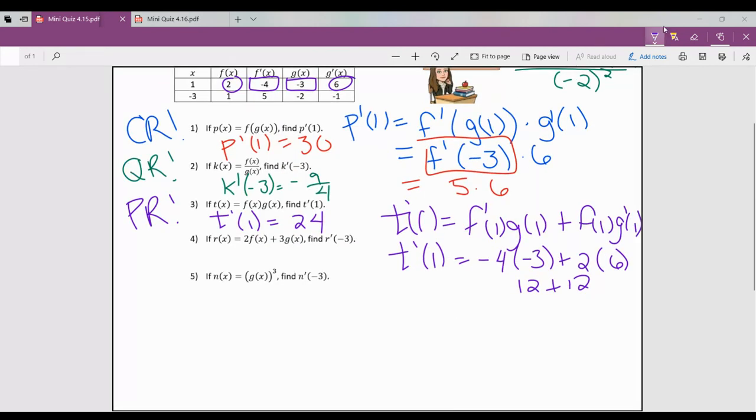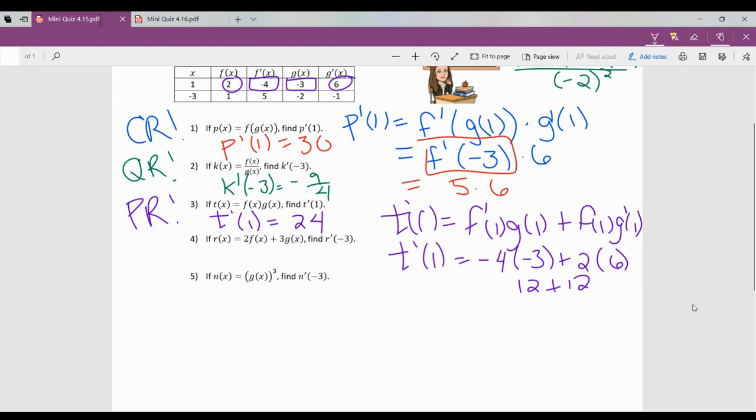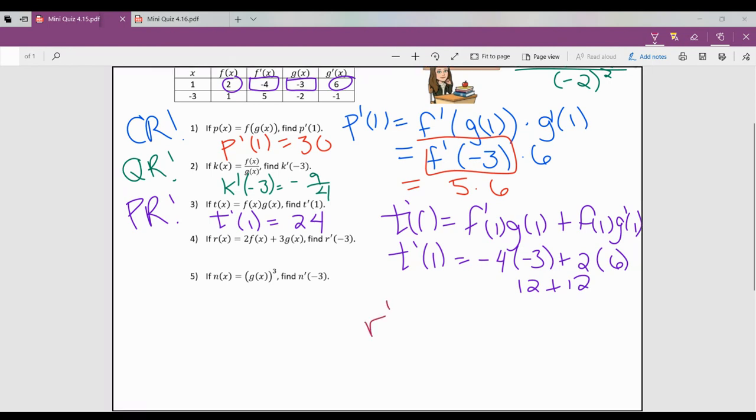All right, next one. We've got r of x equals 2f of x plus 3g of x. All right, so r prime of x is going to equal, well, this is much more straightforward because out in front is a constant, a coefficient, so it's just going to be 2 times the derivative of f of x, which is f prime of x, plus 3 times the derivative of g of x, which is g prime of x. Okay? So now we want to know it at -3, so we're going to fill in all the x's with -3.